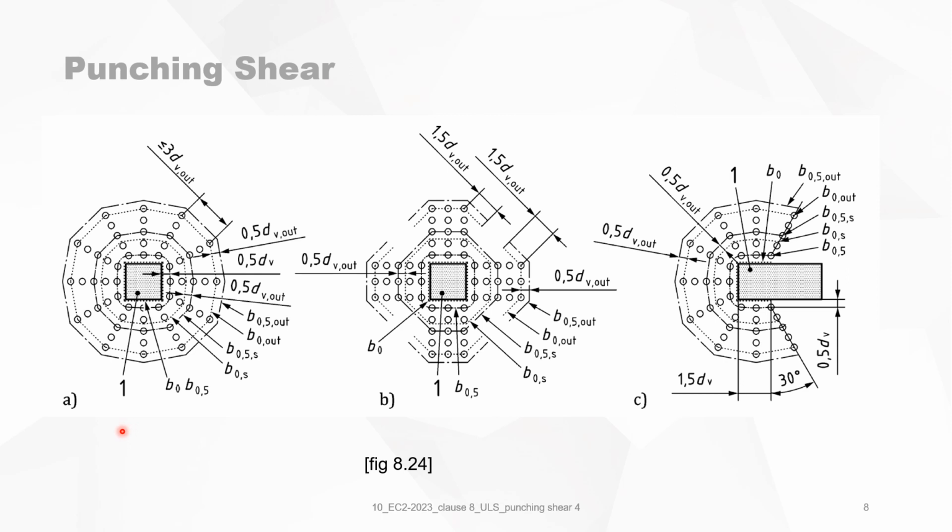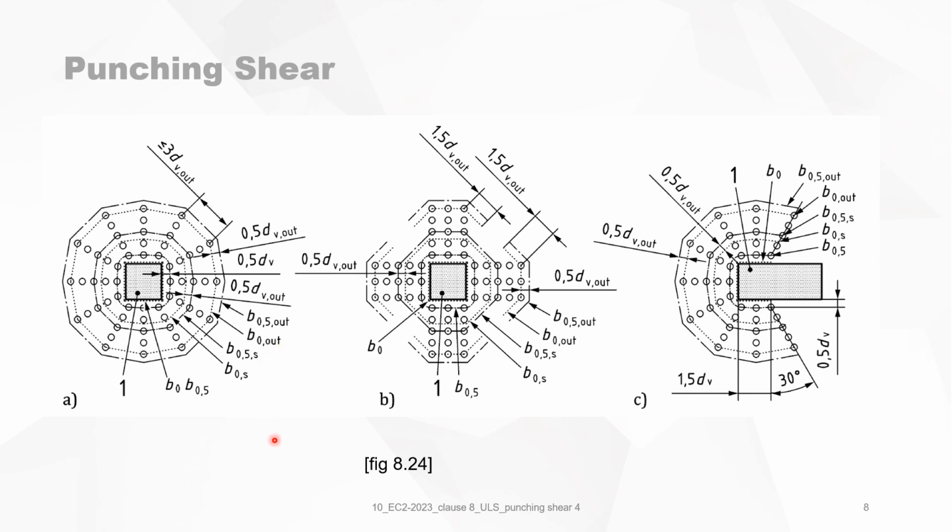Drawing 8.24 tries to explain the different reinforcement perimeters and control perimeters, but it's getting a little bit confusing, because you have different types of perimeters. For instance, on the drawing B0 out is mentioned. B0 out is, to my knowledge, not defined. Maybe the definition is omitted, but it's not clear in the text what B0 out is.